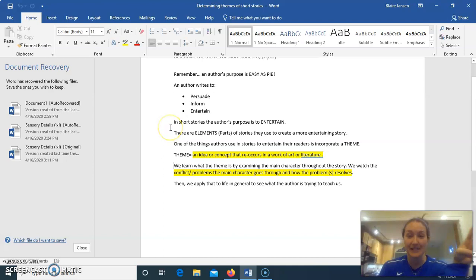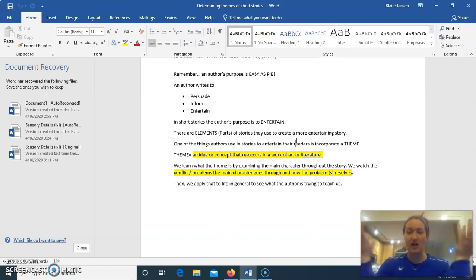Remember, an author's purpose is easy as pie, P-I-E. There's three main purposes that authors write. They write to persuade us, to inform us, and to entertain us. And today we're zooming in on that third reason, to entertain. And mostly in entertaining writing, there's all kinds of different plot elements or tools that our authors are using to make the story more entertaining.